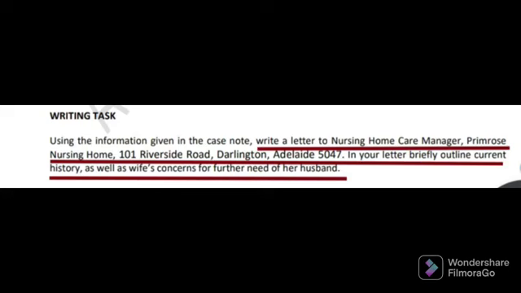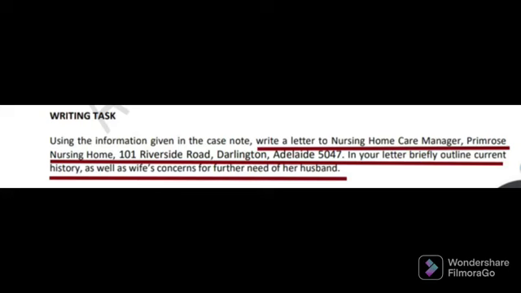One thing I have to tell you is that here they have given: briefly outline the current history as well as the wife's concern for further need. If something is written like that, give some priority to those phrases. This is the current history, so you have to write in brief regarding the current history of the patient. Don't skip that, as well as the wife's concern, you should not skip that.